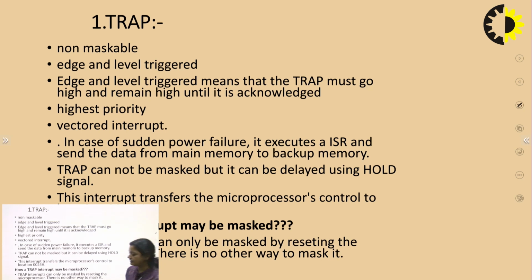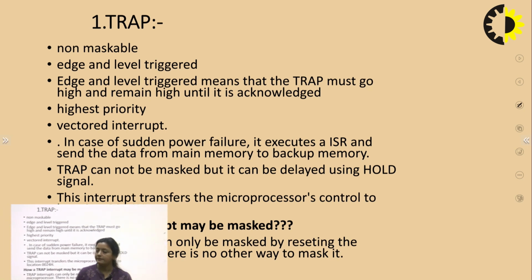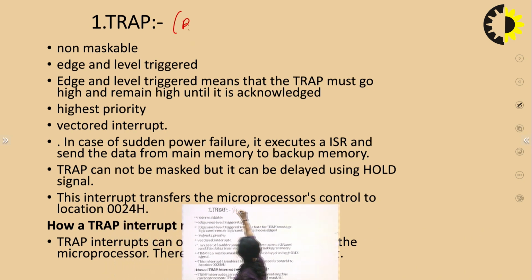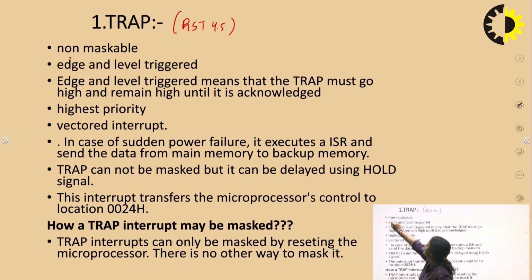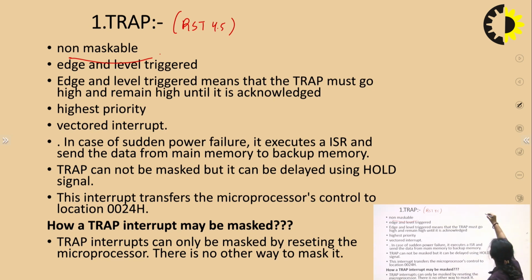Now let us check all the interrupts one by one. First is TRAP. TRAP corresponds to RST 4.5. It is a non-maskable interrupt. Now one thing which I also need to discuss with you is that interrupts can also be classified on the basis of maskable and non-maskable interrupts. So there are two categories, maskable and non-maskable interrupts.